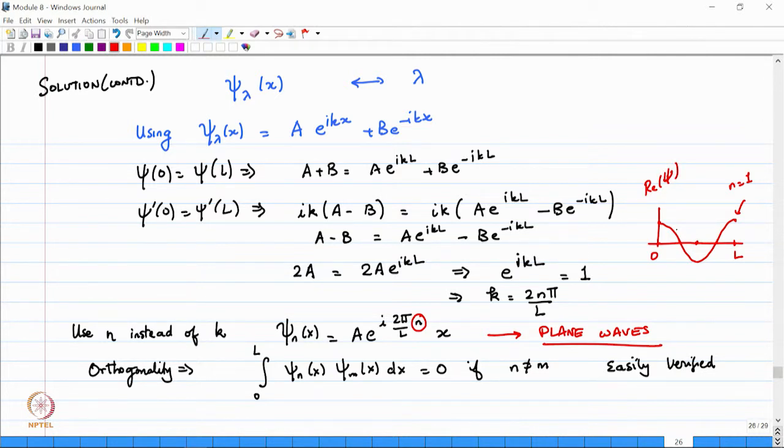N equal to 2, it will again look like a cosine, but it will have a different period. So, n equal to 1 looks like this, n equal to 2, let me show in blue, and so on. And you can easily verify that each of these are orthogonal.